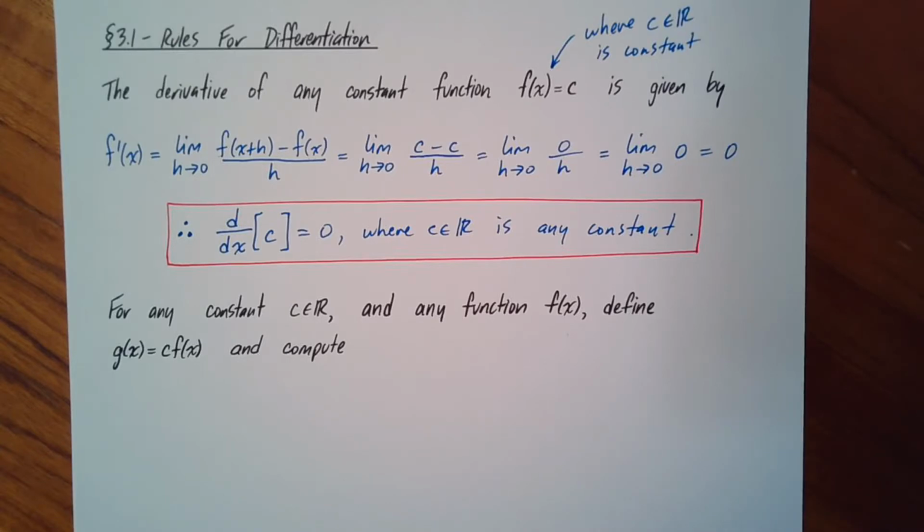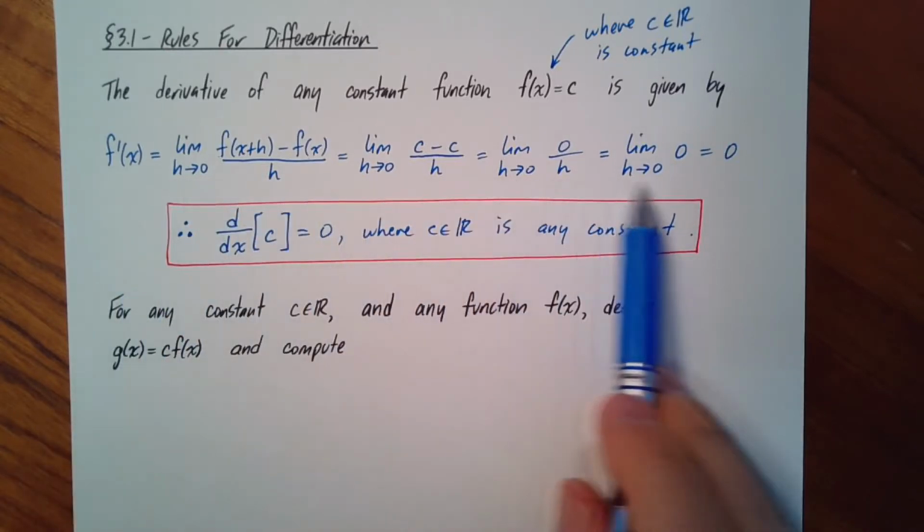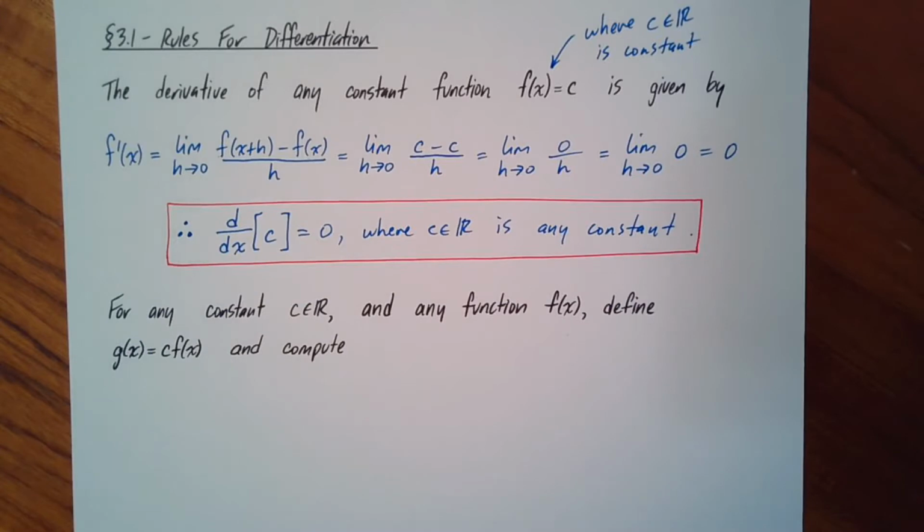Really, that makes sense if you think about what the derivative gives you, right? It gives you the slope of tangent lines. And constant functions' graphs are flat lines. So any tangent line should be flat as well, and therefore it would have a slope of 0. So geometrically, that's the reason. But analytically, this is how you can calculate it. Okay, that's the first rule.